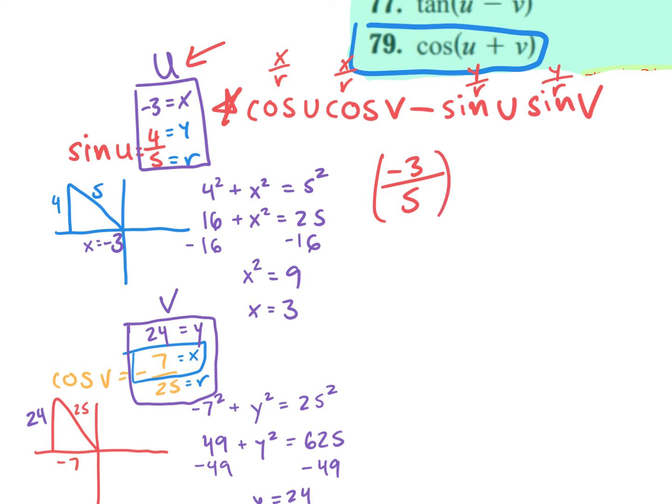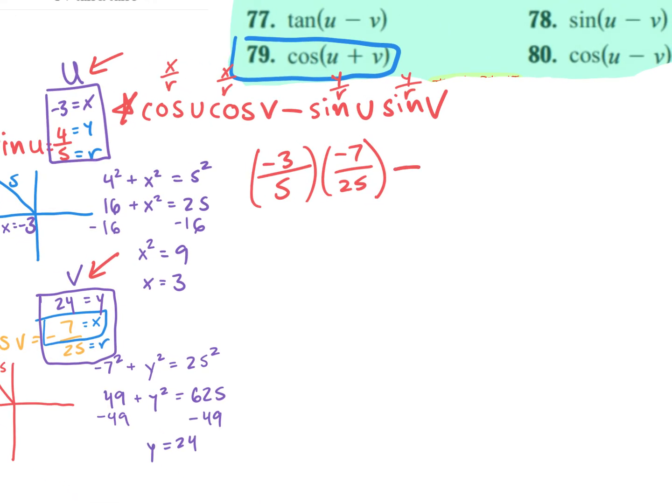Next, I have cosine of v, so I move on to the second triangle down here. So x is negative 7 over r, which is 25. Minus sine of u. So use my top triangle. Sine is y over r, so that would be 4 over 5. Times sine of u, which is my bottom triangle, so that would be 24 over 25.